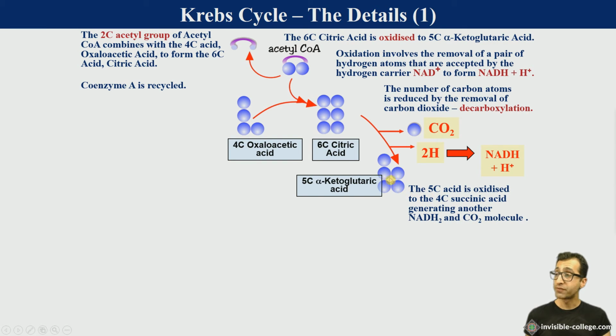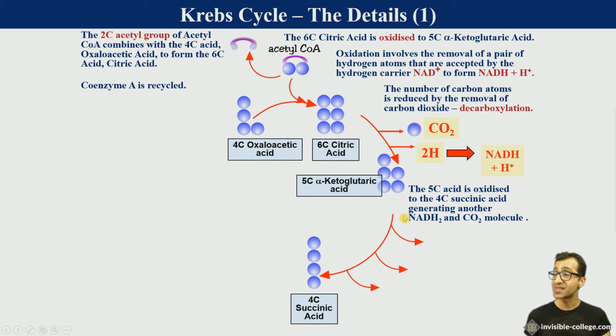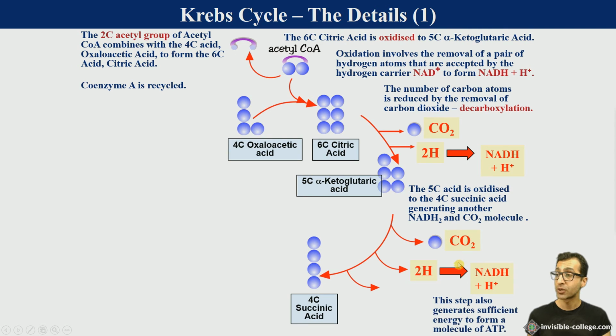Now at this point, the 5-carbon acid is then oxidized to a 4-carbon acid called succinic acid. And this in turn generates another NADH2 molecule, which then further breaks down to form NADH plus H+. We also are removing a carbon by decarboxylation, so we are generating another carbon dioxide molecule. And we are also forming directly a molecule of ATP by substrate level phosphorylation.